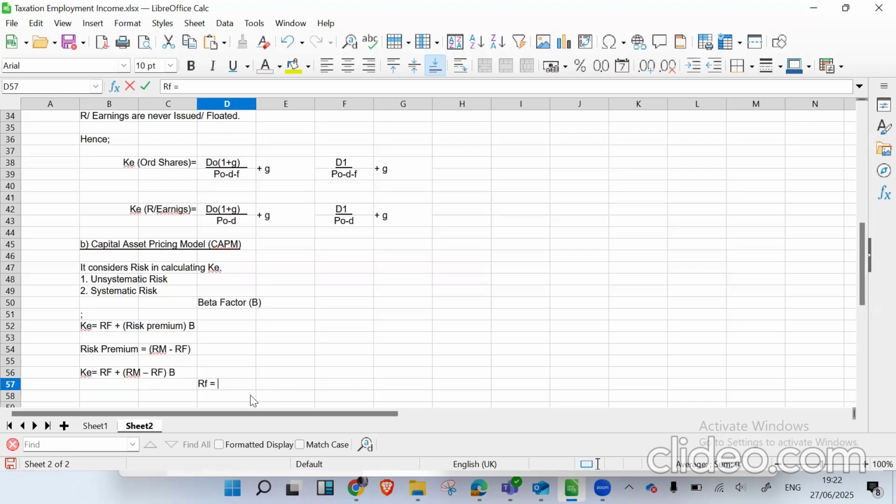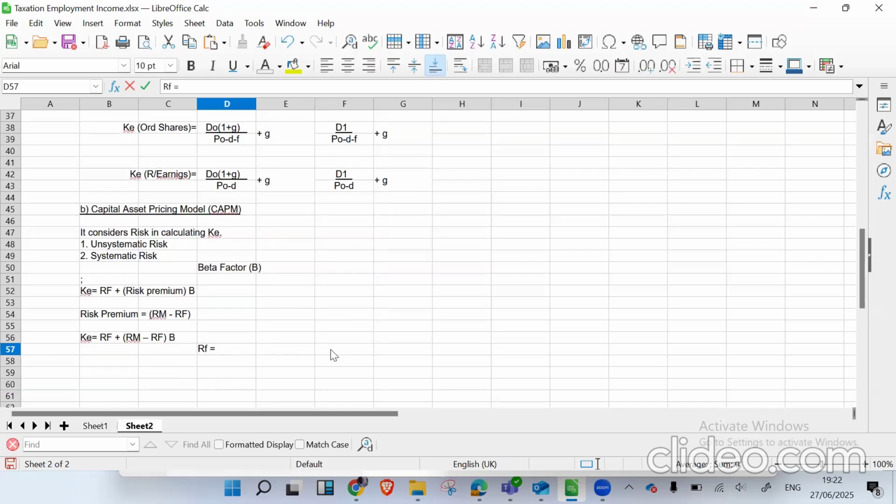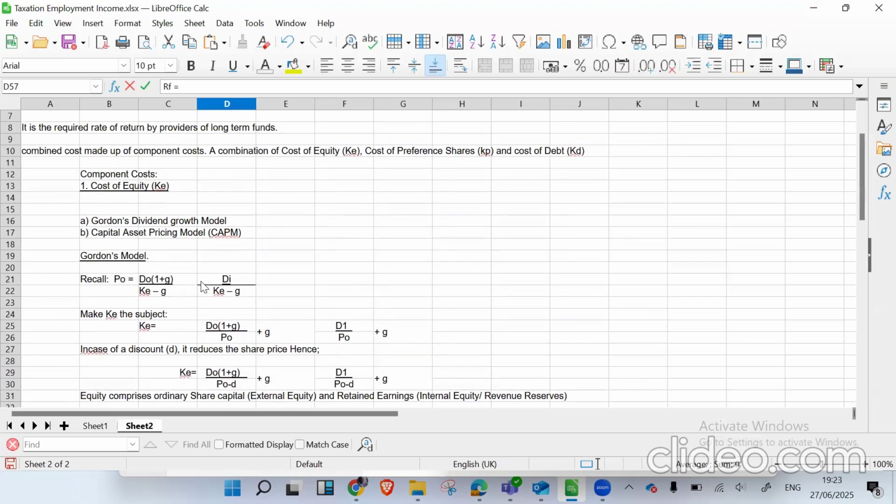Then RM equals the expected return on the market. Alafu B equals beta factor. Inaitwa beta factor ama systematic risk. Beta factor, systematic risk. So that is about KE.